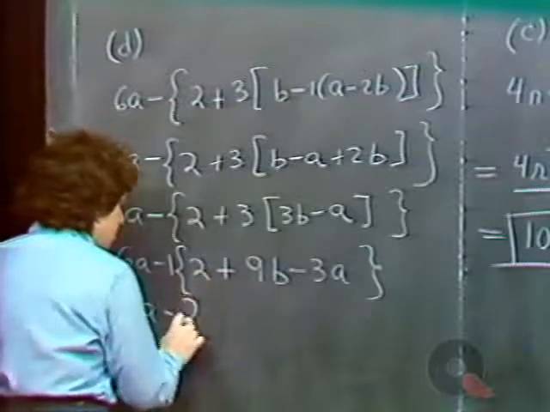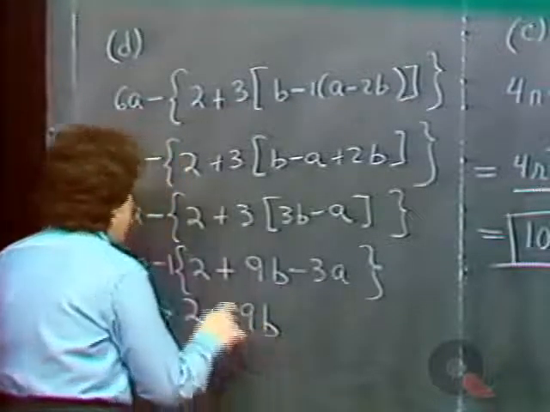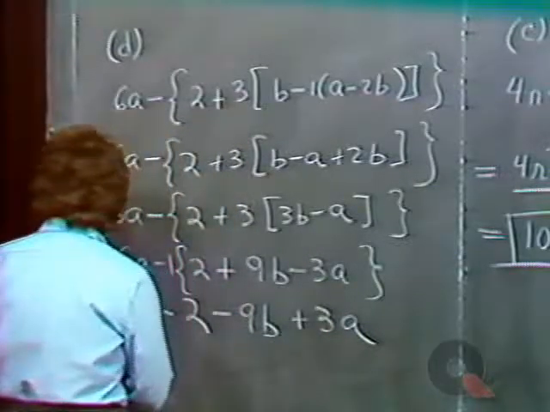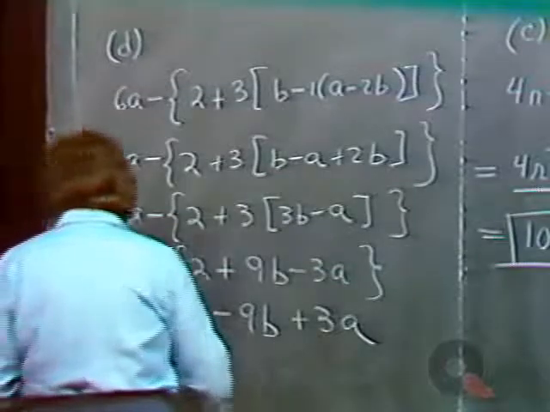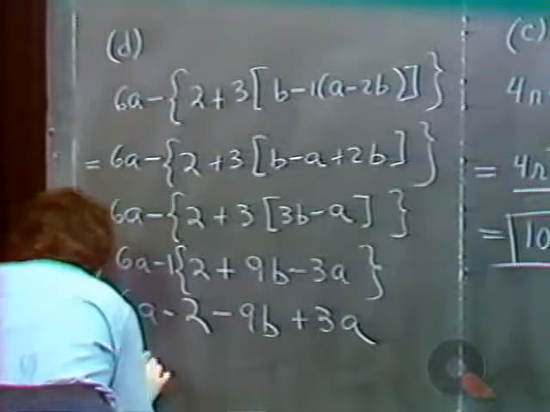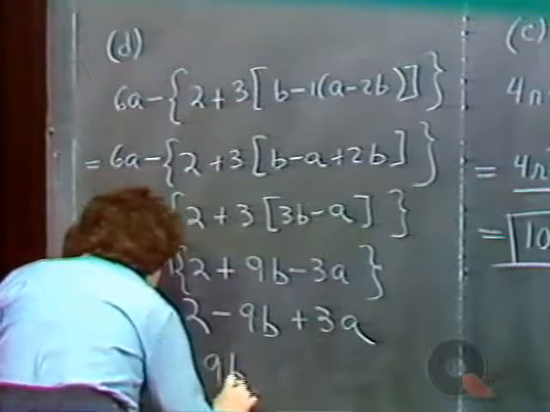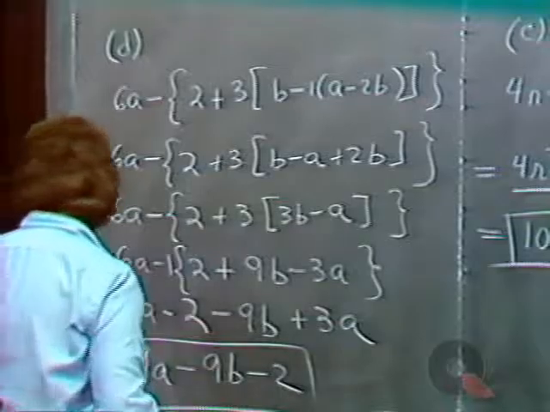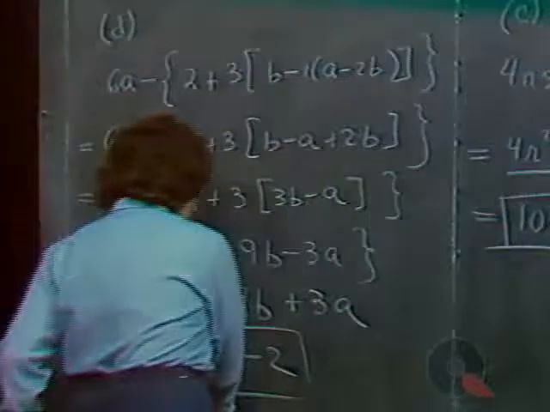Minus 1 times 2 is minus 2. Minus 1 times 9b is minus 9b. Minus 1 times minus 3a is plus 3a. Combining now like terms, 6a plus 3a, that's 9a, minus 9b minus 2. And there we have our final answer, 9a minus 9b minus 2.